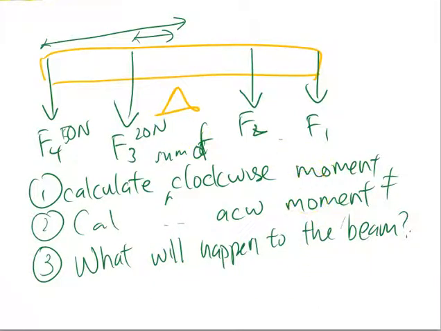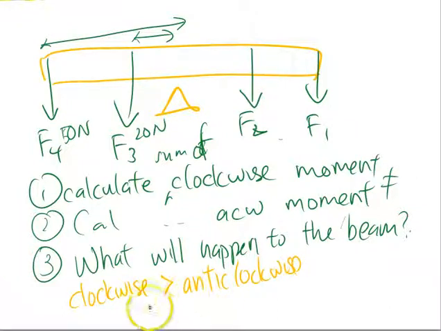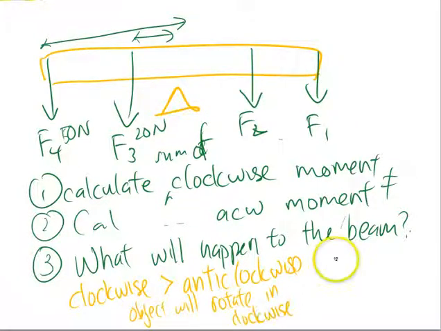If the clockwise moment is greater than the anti-clockwise moment, what will happen to my object? It means that the object will rotate in the clockwise direction. If the anti-clockwise moment is larger than the clockwise moment, then my object will rotate in an anti-clockwise manner. So just take note of this with regards to your moments.